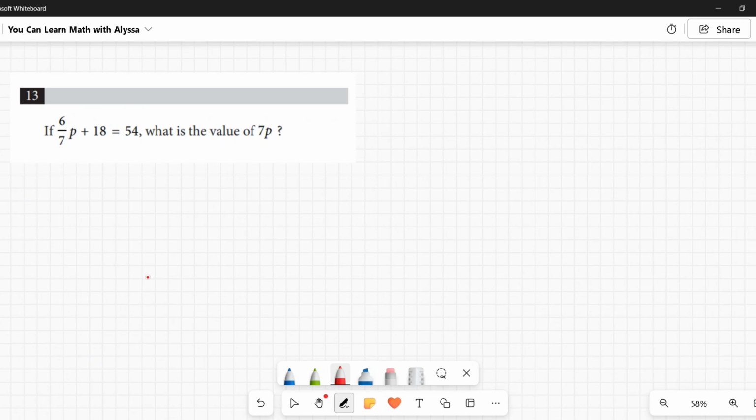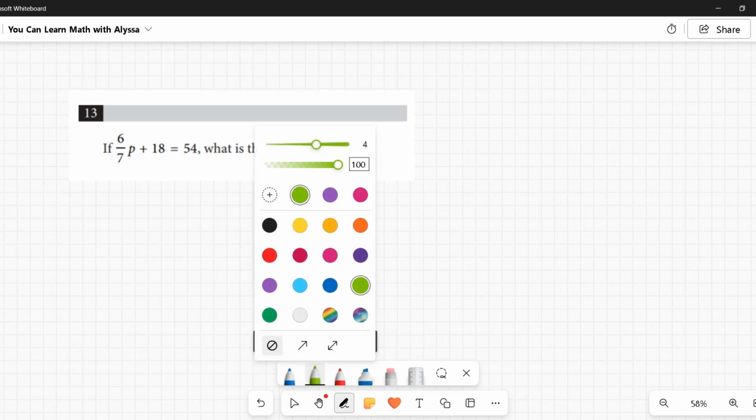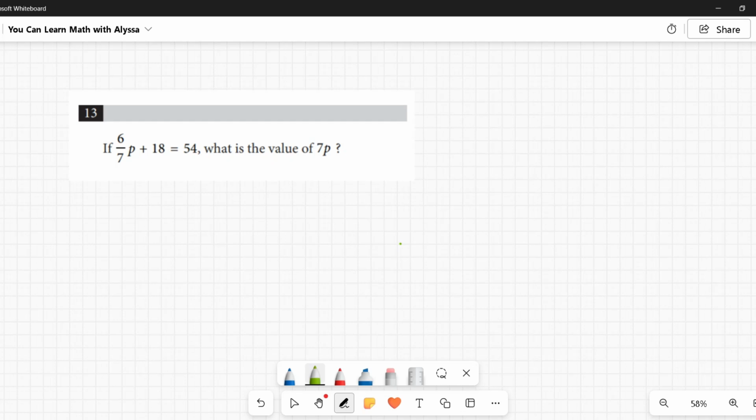Number 13. If 6/7 p plus 18 equals 54, what is the value of 7p? A lot of times with these ones where they say, what is the value of, instead of just asking for what is the value of x or what is the value of p, they ask what is the value of 7p. A lot of times there'll be something that you can do to this equation to get it to say what they're looking for equals blah, blah, blah. It's like a shortcut. This is not one of those cases. This is just an unusual one where they're like, all right, don't just put the answer. We're going to test and see if you're reading what is 7 times the answer. But just be aware of that.